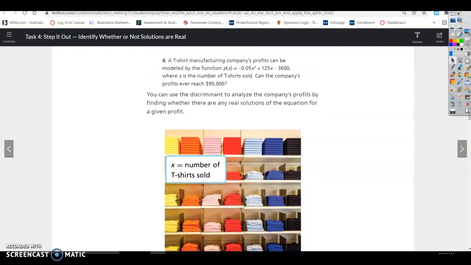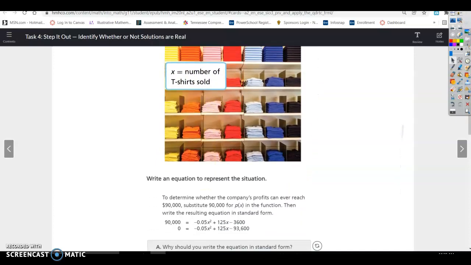All right, it says a t-shirt manufacturing company's profits can be modeled by the function P of X, where X is the number of t-shirts sold. Can the company's profit ever reach $90,000? All right, you can use the discriminant to analyze the company's profits by finding whether there are any real solutions of the equation for a given profit. So X equals the number of t-shirts sold.